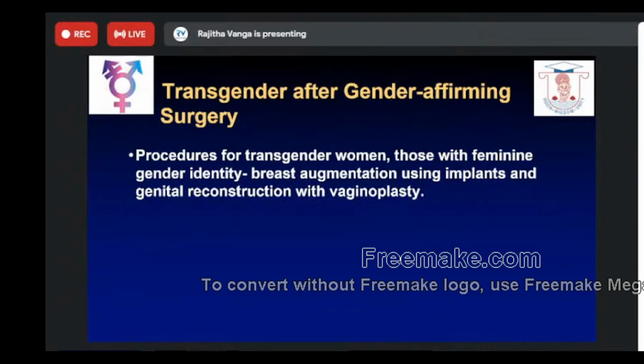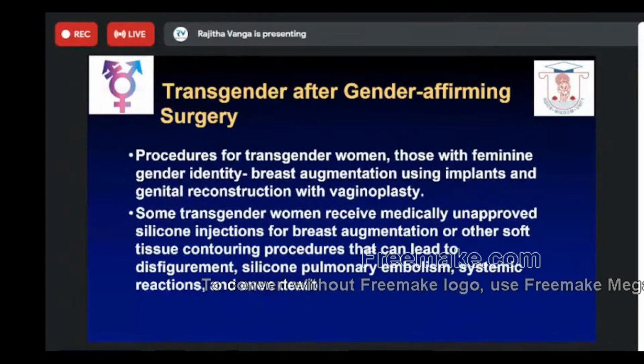Procedures for the transgender woman, those with the feminine gender identity, are breast augmentation using implants and genital reconstruction, vaginoplasty, all these surgeries we have just seen. And some transgender women receive medically unapproved silicone injections. As I told earlier, it is illegal already. It is usually done for breast augmentation and other soft tissue contouring procedures. This may lead to disfigurement, silicone pulmonary embolism, systemic reactions, and sometimes even death.